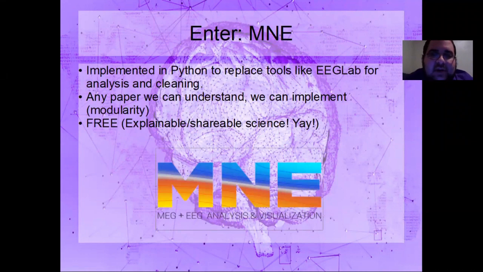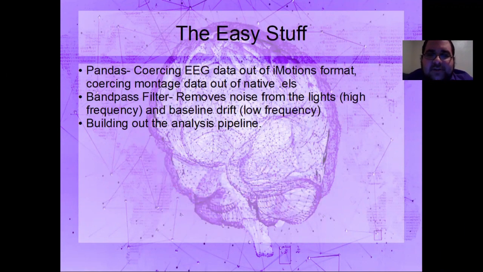After I came in, we started using MNE Python, which will replace EEGLab for data management. We can also implement any sort of algorithm we can read in a paper, so we can have a more modular pipeline. And it's also free, which lets us share it with outside collaborators a lot more easily, and is just better practice. So first things first, we had to do some easy stuff with pandas, coercing the data out of the native format into something Python could handle.